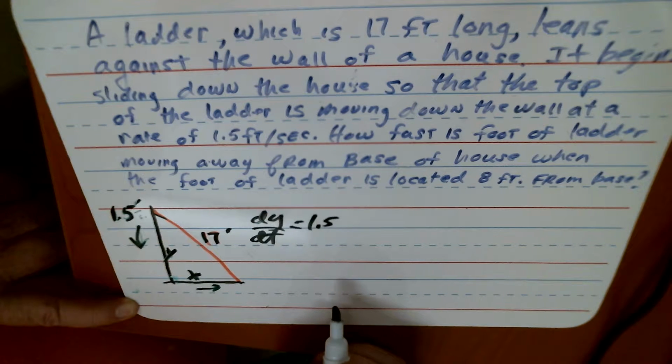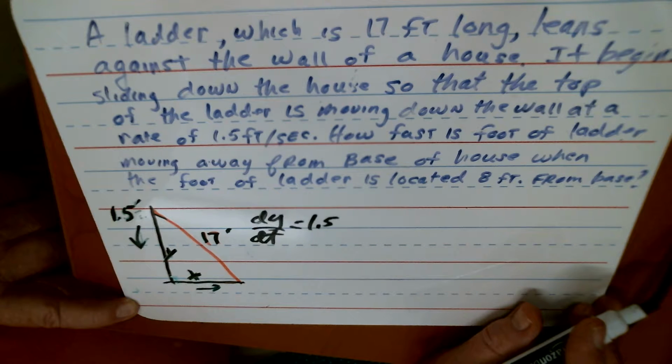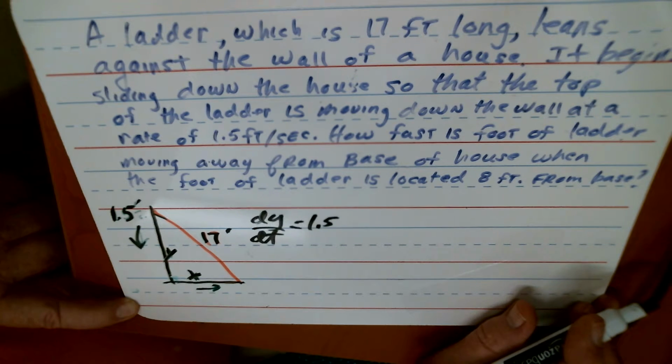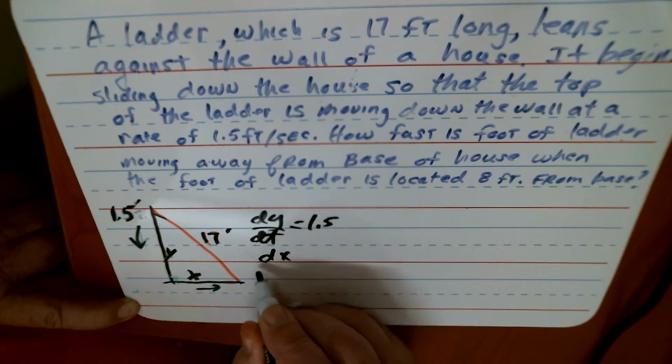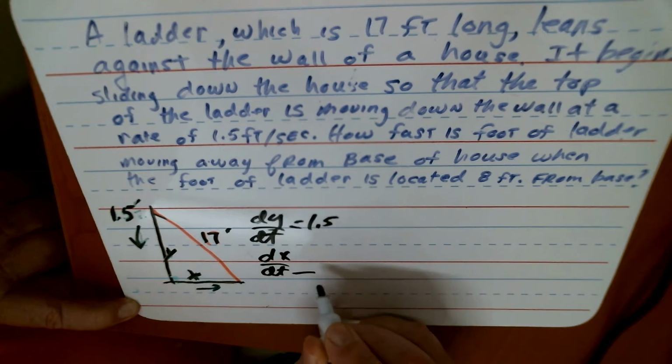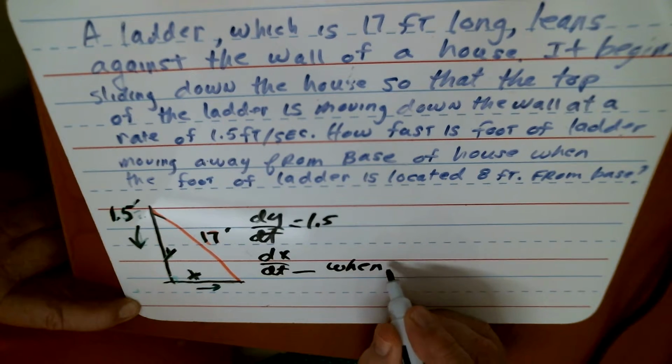How fast is the foot of the ladder moving away from the base of the house when the foot of the ladder is located 8 feet from the base? So what we're asking is, what is dx/dt when x, the foot of the ladder, is equal to 8 feet?